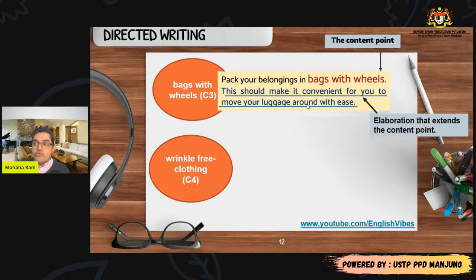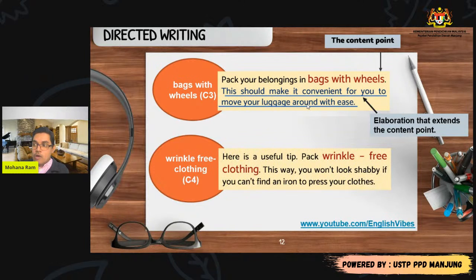Would be wrinkle-free clothing. So this is the elaboration. I've already stated that the wrinkle-free clothing is my signpost. You see, every sentence that I start in my idea, I start with the content point that is given. I use the content point, meaning I'm indicating to the marker that I am actually explaining this point.